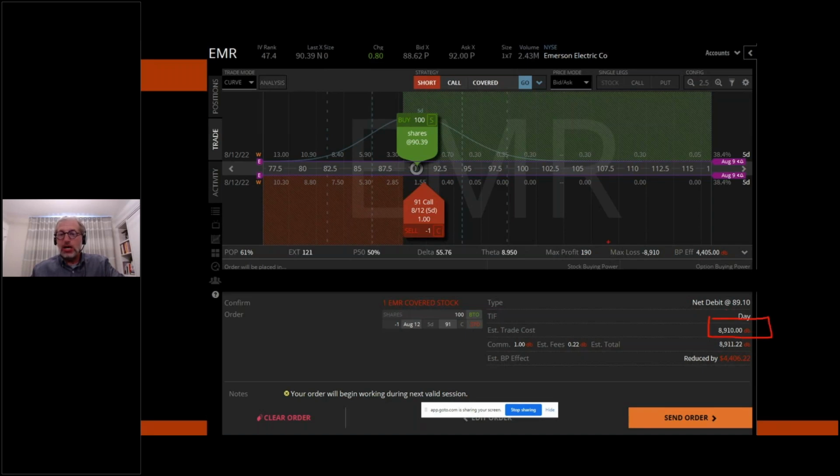Even though this platform setup says the break even is 89.10 on those 100 shares, it's actually 89.10 minus another 50 bucks, right? Because you have a dividend coming to you, which puts your break even at a lower level, which gives you a little bit more safety and security in this trade.